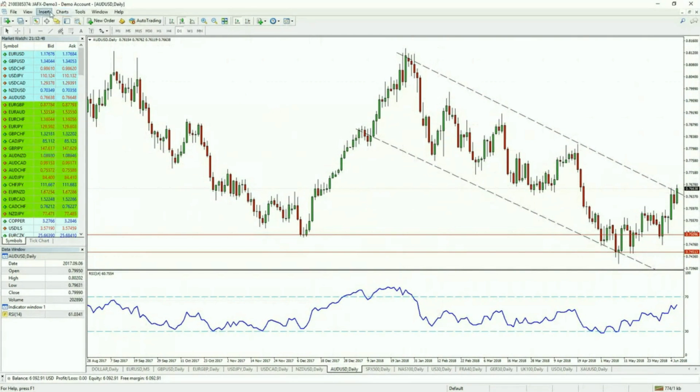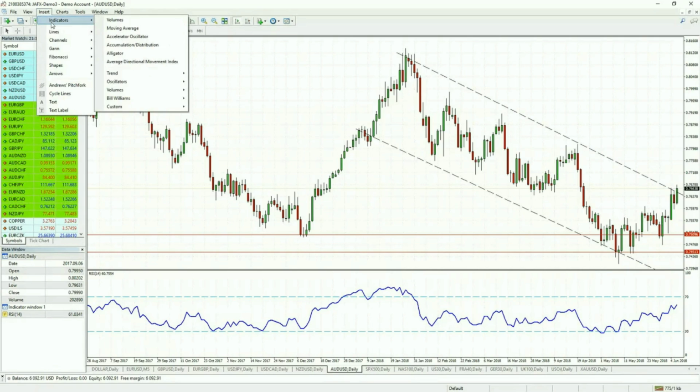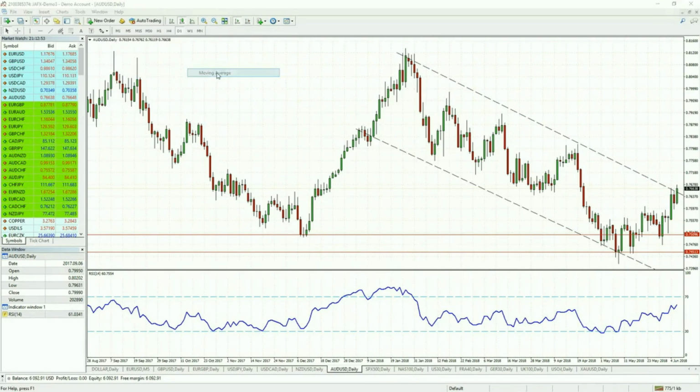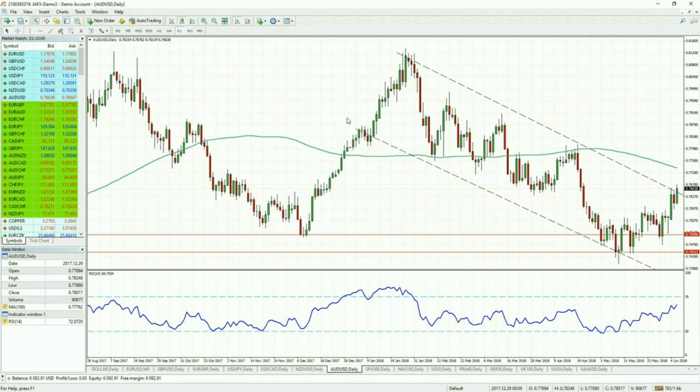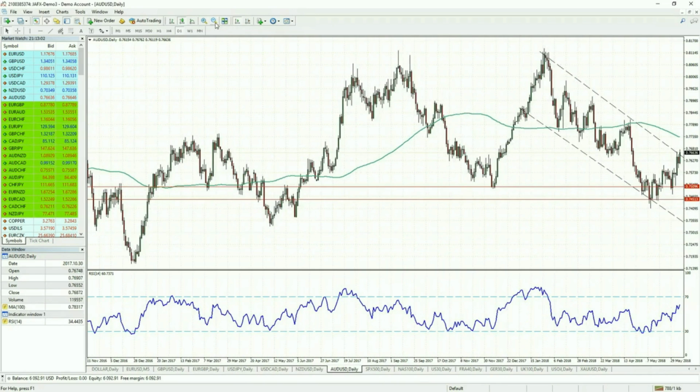Let's look at the overall trend, and we'll use a moving average here in terms of defining the overall trend structure. We'll choose a 100-day simple moving average, and again just place it over the market. We can see how the trend structure is quite flat in terms of the overall movement of this price action.